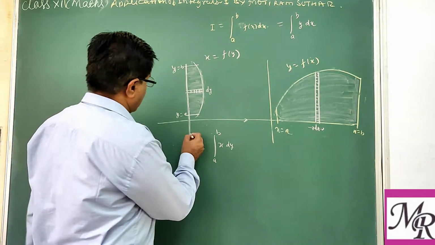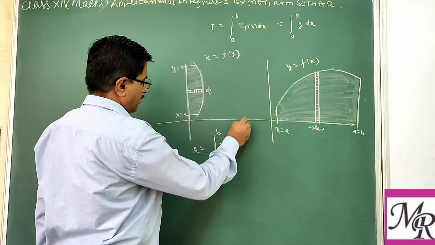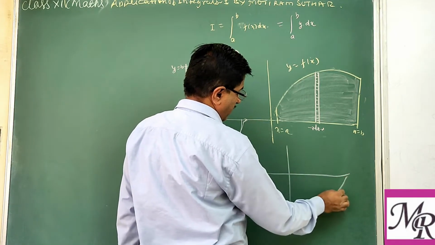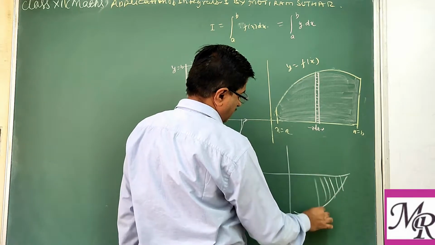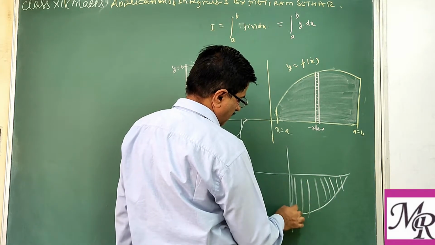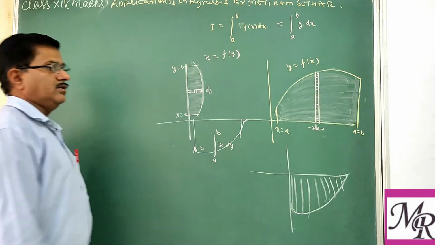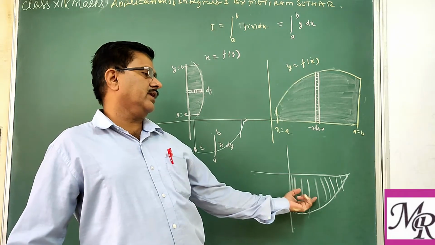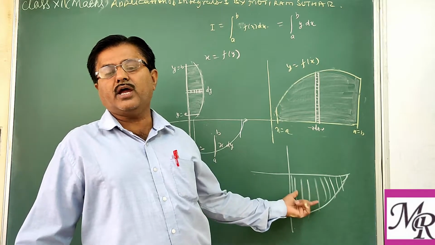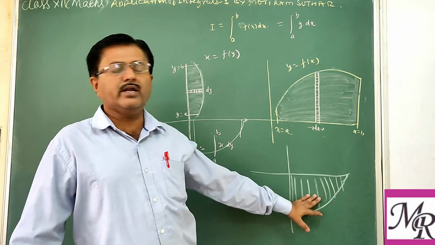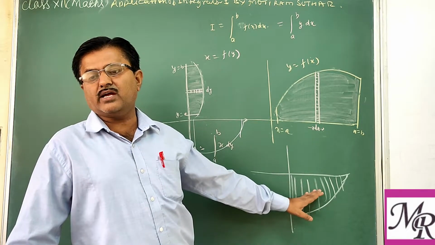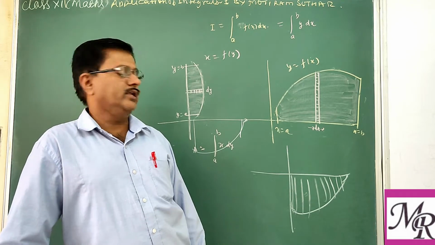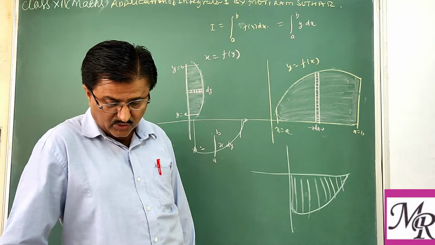Suppose we are having a curve like this. If you find the area of this, it will surely be in the fourth quadrant, so it will be negative. But area cannot be negative, so you have to take the modulus of this one. Suppose you are getting minus 50 units, we take the modulus of minus 50, that is plus 50. So the area will be 50 units.